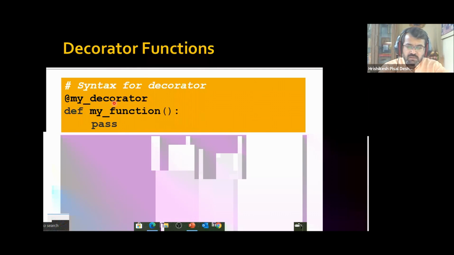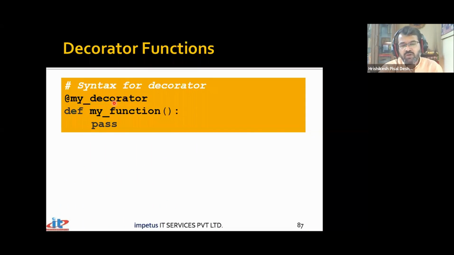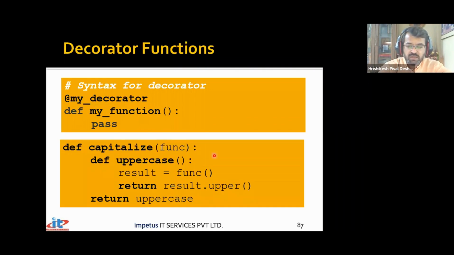That's it. You do not have to give a call to my decorator, return its value and store the wrapper into my function once again. All that stuff you don't have to do. You just have to decorate that particular function with this decorator. So I'm saying my function has been decorated with a decorator called my decorator.